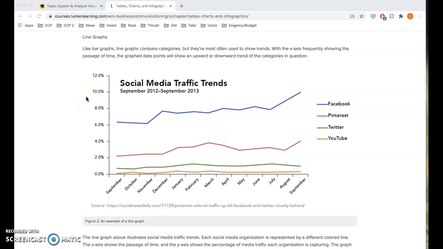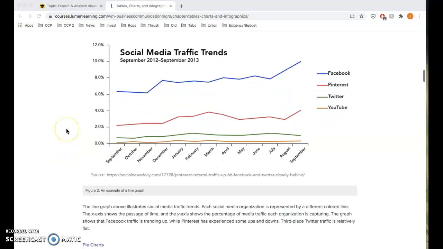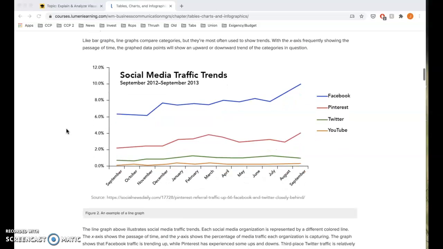The y-axis isn't labeled. It's just a percentage. It doesn't say what that percentage means. So it's leaving it unclear, and it's asking me to do work that I shouldn't have to do in reading a chart, or a line graph in this case, sorry.